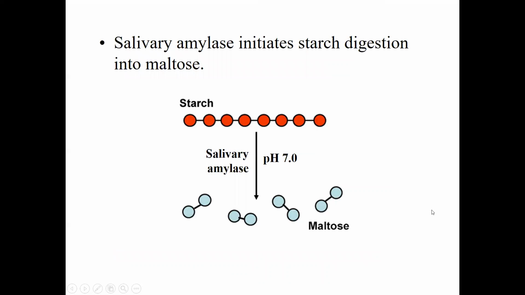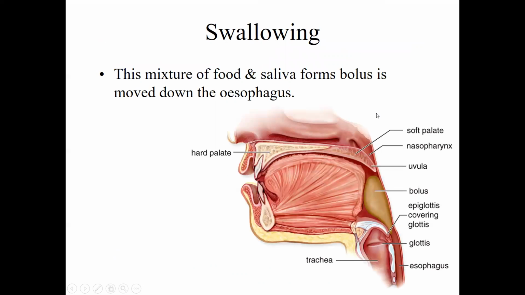So salivary amylase initiates starch digestion into maltose. The optimal pH for the salivary amylase, which is the pH in the saliva, is pH 7. You can taste your saliva. It is tasteless. So the salivary amylase will break the starch into maltose. This occurs in the oral cavity.